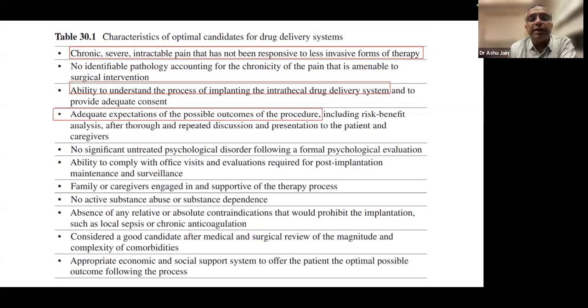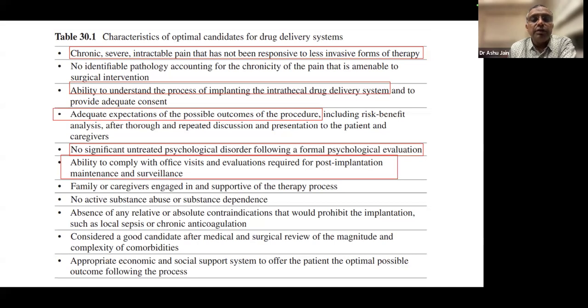Then adequate expectations and possible outcome of the procedure. So this is important. You can't tell them that this is a magic wand and you touch it and everything will be all right. And that's why, always before deciding for implant, you should do a trial first. So that is important. And as I told you, no significant untreated psychological disorder. This is very, very important.